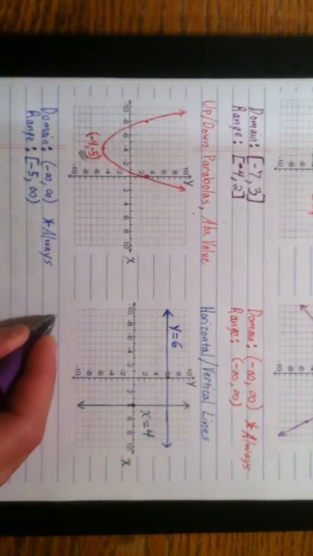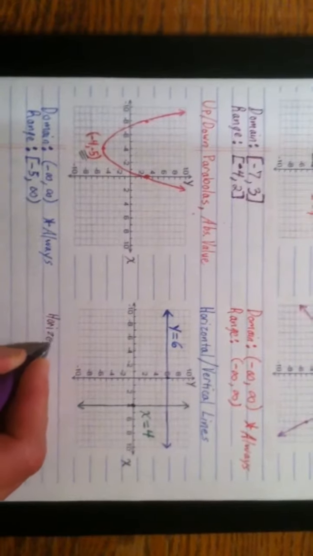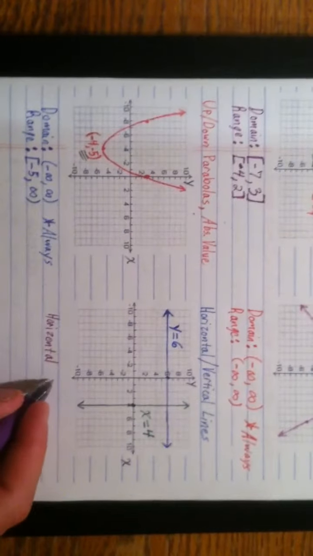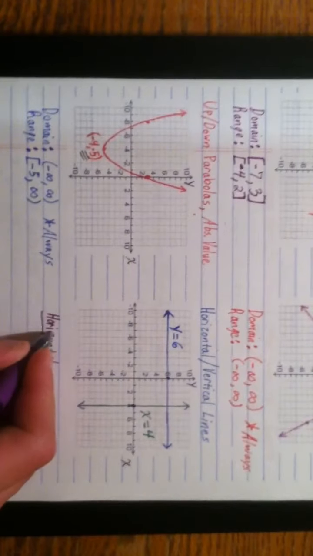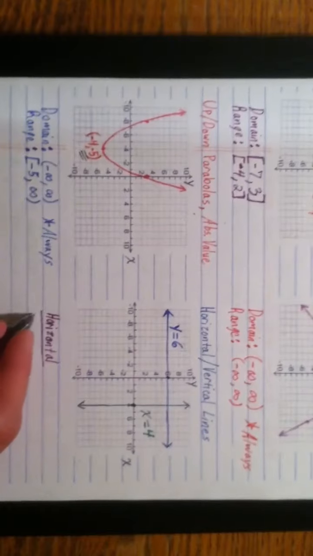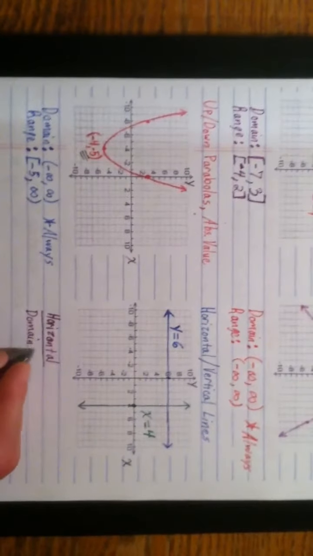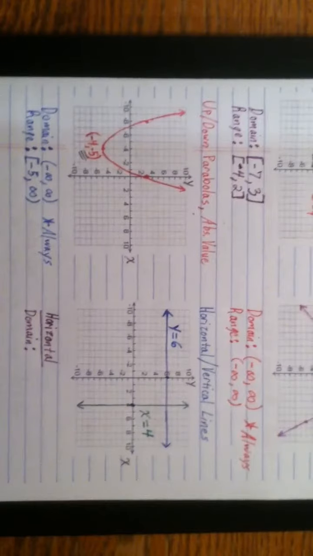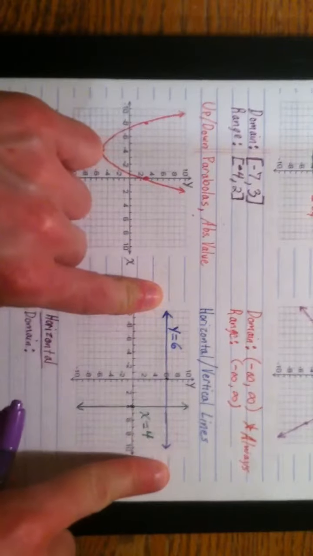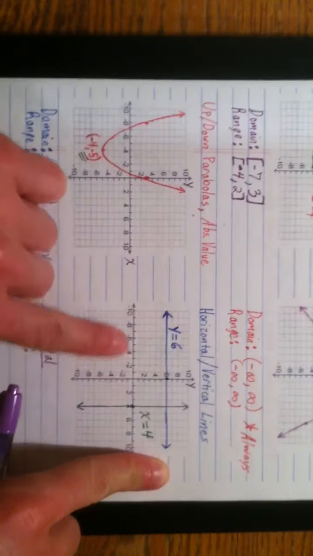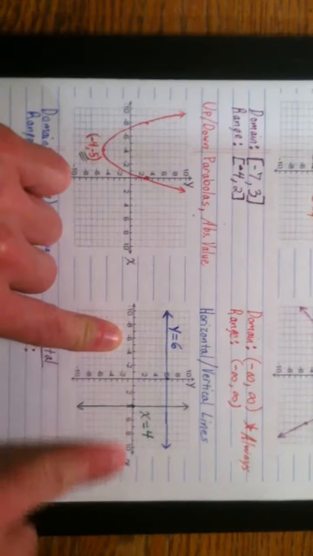Alright, so let's talk about our horizontal line and our vertical lines, domain and range. So starting with the horizontal line, y equals 6. Starting with domain, what possible x values does this graph hit? Is there a limit to how wide this graph is? Domain is how wide this graph is. Well, this graph goes left forever and right forever. It's going to hit all of the negative x values through all of the possible positive x values.